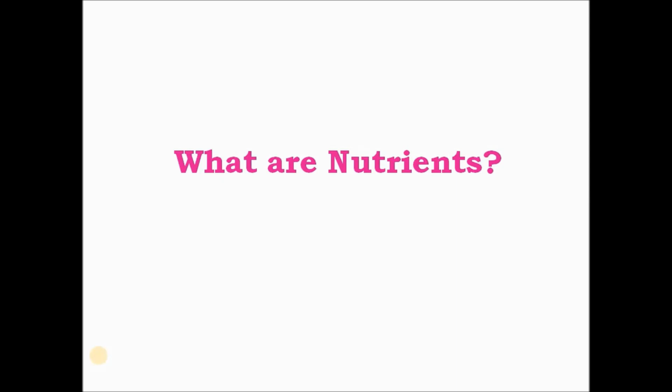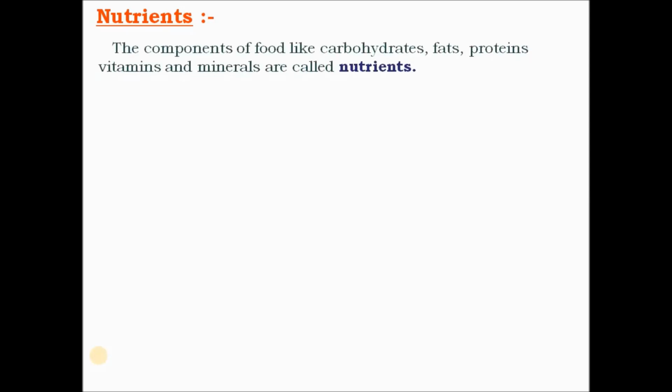Let us recall what we have learned in our previous classes. We obtain different nutrients from different types of food. So, what are nutrients? The different components of food that are essential for healthy growth and maintenance of our body are termed as nutrients. These components are carbohydrates, fats, proteins, vitamins, and minerals.